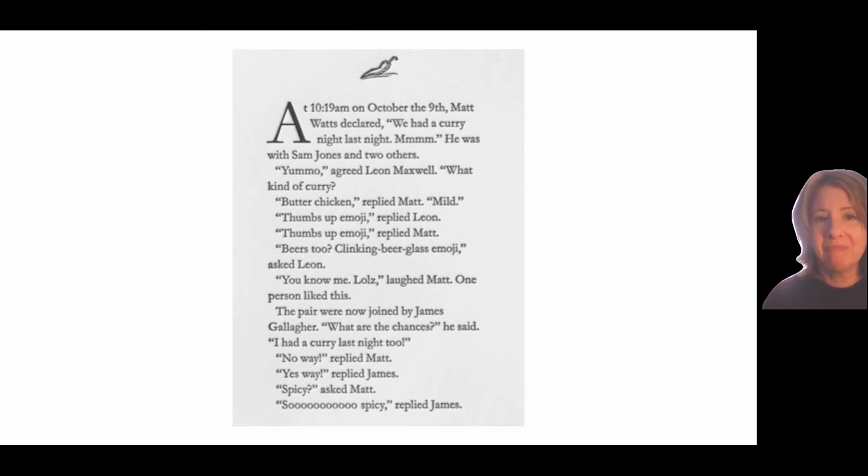One person liked this. The pair were now joined by James Gallagher. "What are the chances?" he said. "I had a curry last night too." "No way," replied Matt. "Yes way," replied James. "Spicy?" asked Matt. "So spicy," replied James.